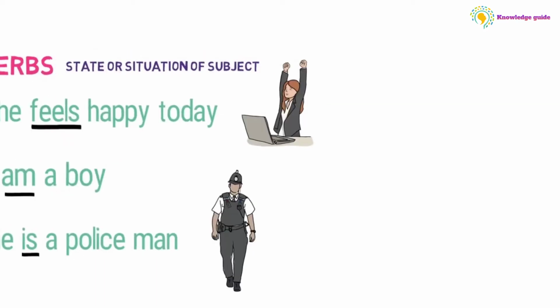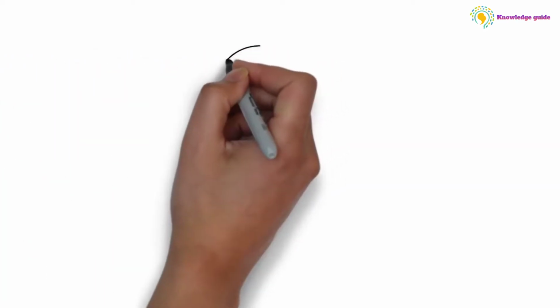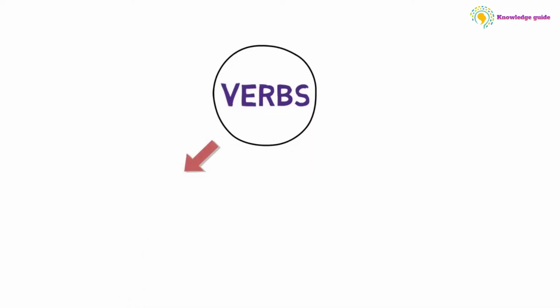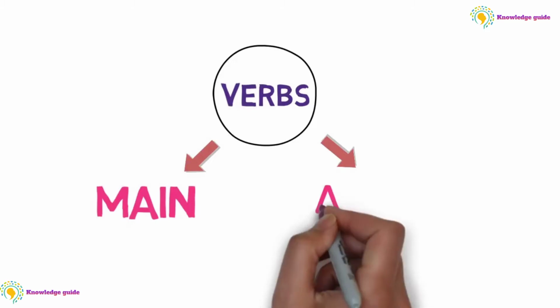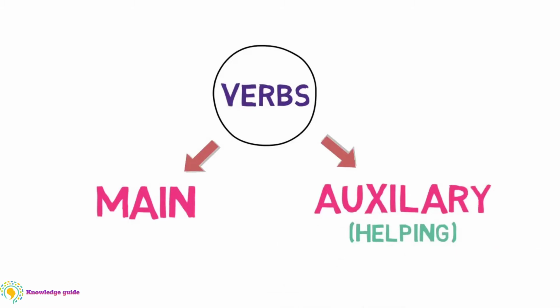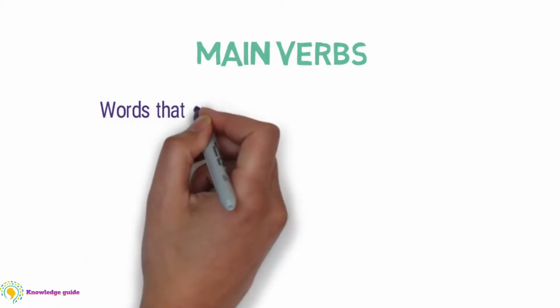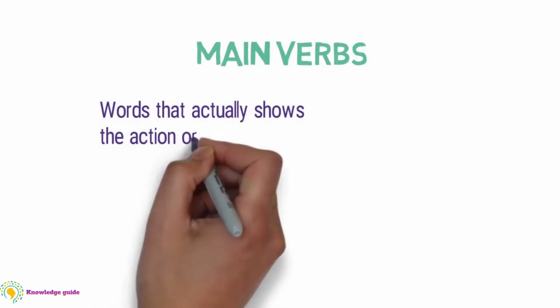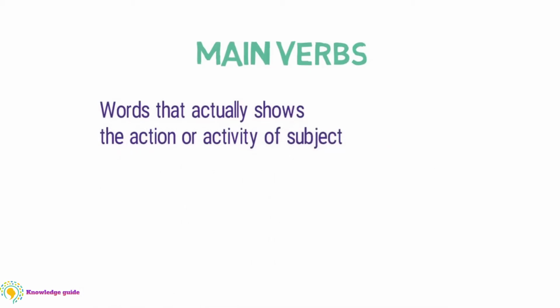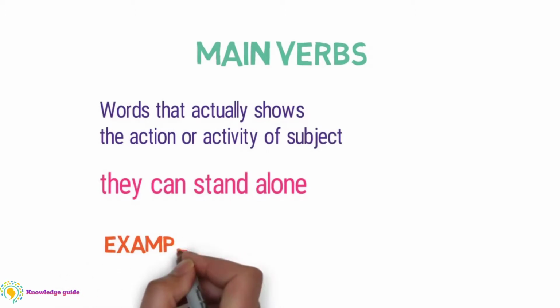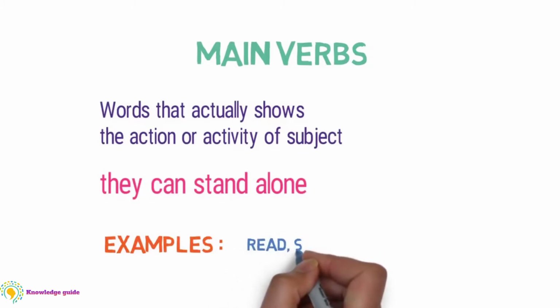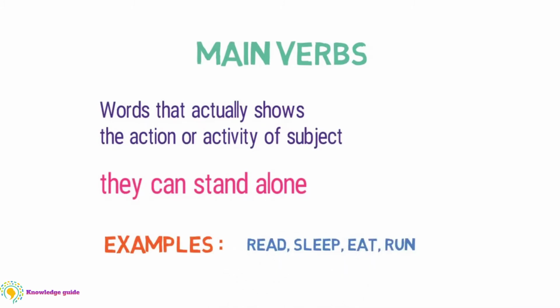Now let's look into the kinds of verbs. Verbs are divided into two types. They are main verbs and auxiliary verbs. So what is meant by main verbs? Main verbs are the root form of verbs, words that actually show an action or activity of a subject. They can stand alone. Examples of main verbs are read, sleep, eat, run. All these verbs can stand alone and they define meaning by themselves.